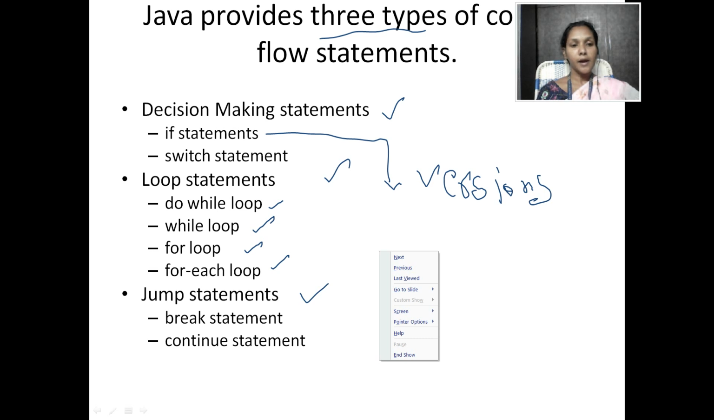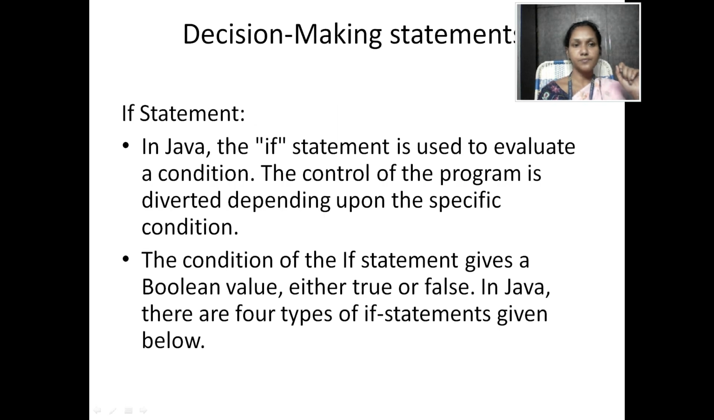Whenever we are going into the jump statements, they are used to stop loops or conditions. If you want to terminate the loops before the program completes, then we go to the jump statements, which are break and continue. So all these come under the control flow statements.